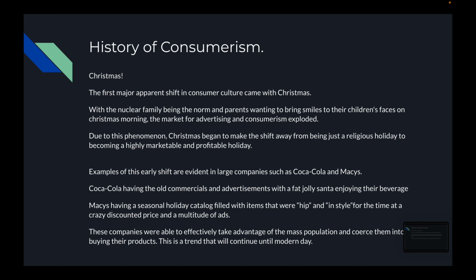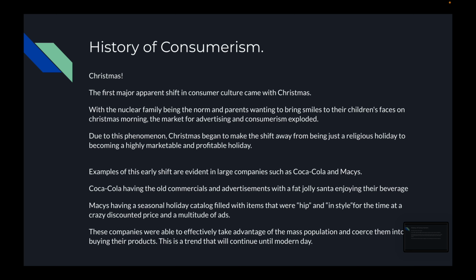Christmas. The first major apparent shift in consumer culture came with Christmas. With the nuclear family being the norm and parents wanting to bring smiles to their children's faces on Christmas morning, the market for advertising and consumerism exploded. Due to this phenomenon, Christmas began to make the shift away from being just a religious holiday to becoming a highly marketable and profitable holiday.